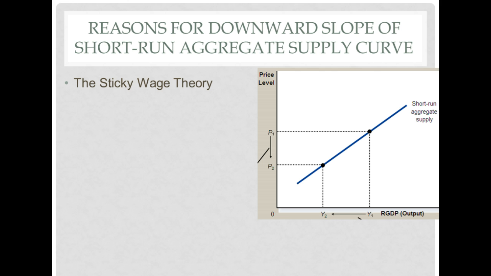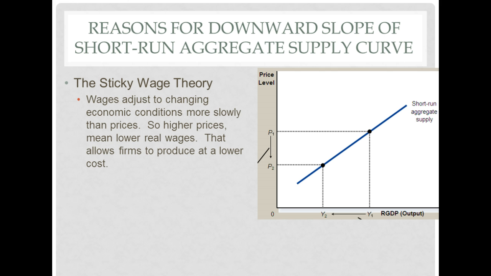And again, what are we trying to understand? Why is it that prices and the amount we produce have a positive relationship? They go the same direction. Why is that? Well, here's what the sticky wage theory says. Now follow this: wages adjust to changing economic conditions more slowly than prices do. Now let's just stop there for a moment. Is that true? Well, it tends to be.